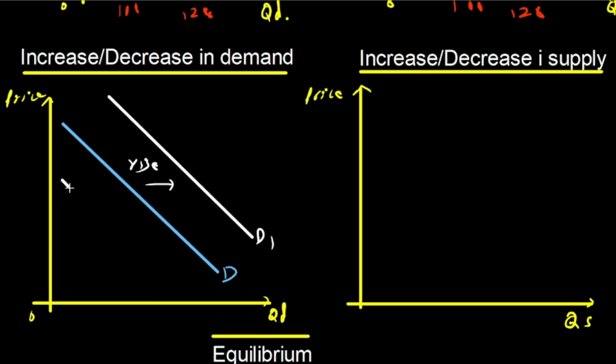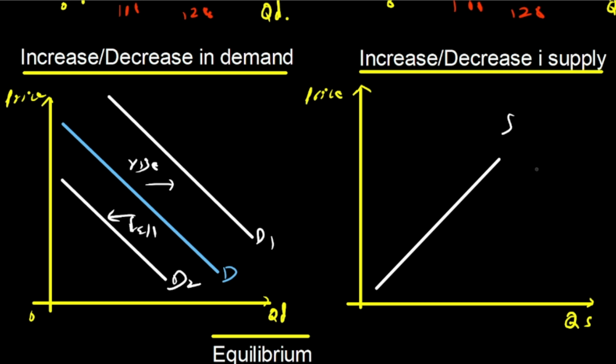And if non-price factors decrease demand, then the demand curve will shift to the left from D to D2. So this shows a fall in demand, and it is caused by non-price factors. And non-price factors are income, taste and fashion, weather, population, advertisement, etc.